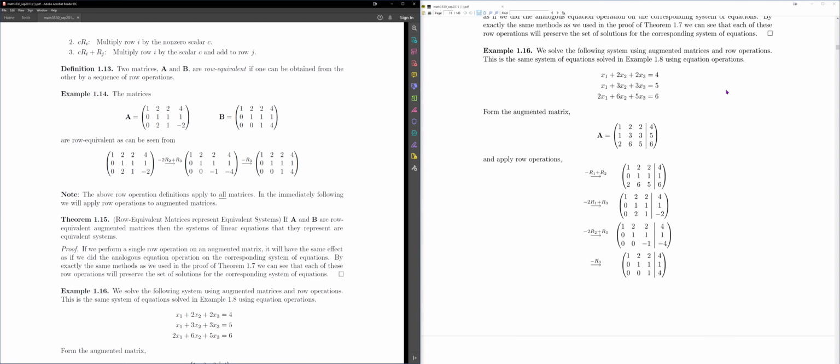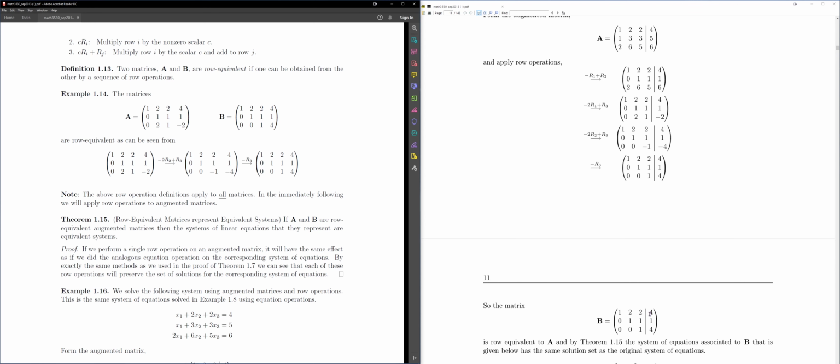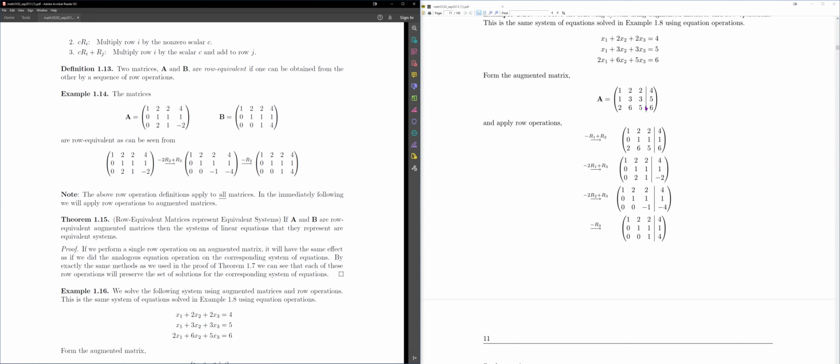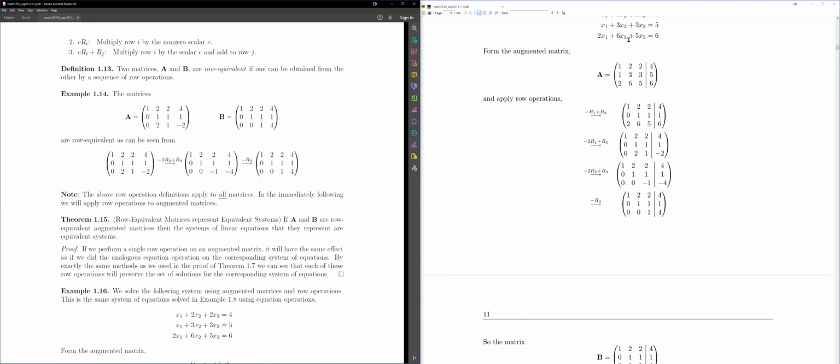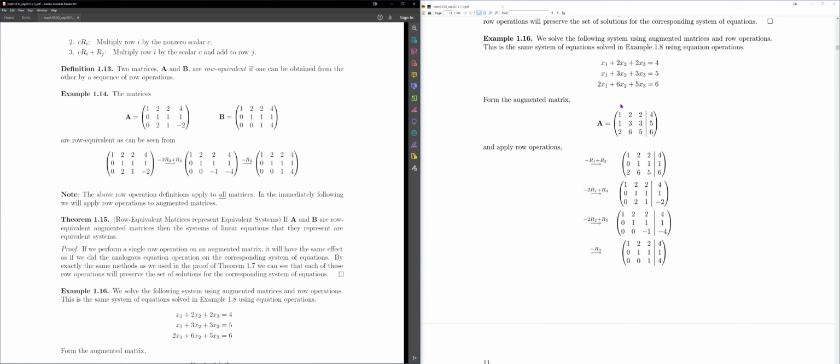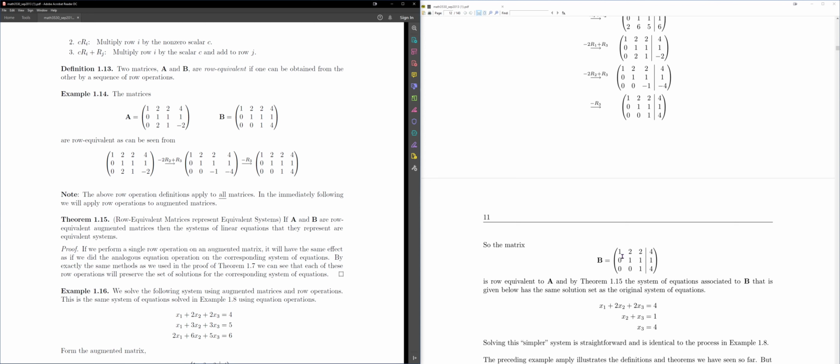Why you care is that you start off with a system over here, and then you form your augmented matrix. Then you simplify this until you get your triangular form. This is the same as doing equation operations, as I mentioned, to get the system in a nice form, but you're not keeping track of the x's. Apply your row operations until you get something roughly triangular, if you can, and then form your corresponding system.